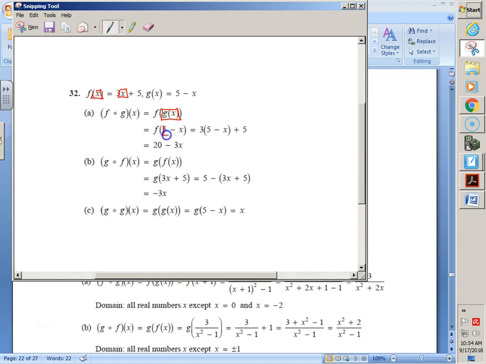So then the 5 minus x, who is g, gets plugged in to the box spot. There's no magic to it. g's function got plugged where he needed to get plugged. 3 times who? 3 times g plus 5.